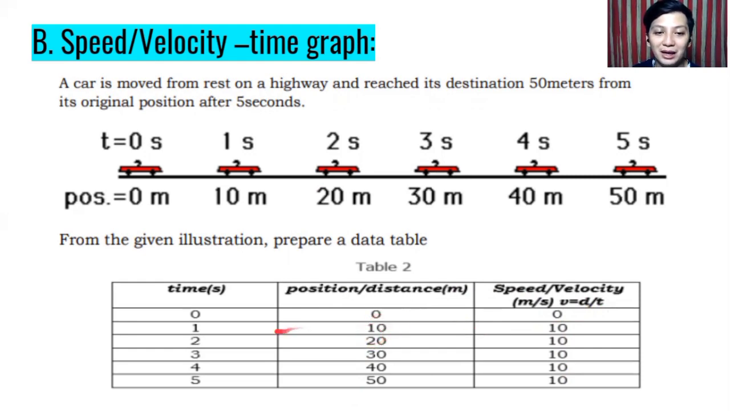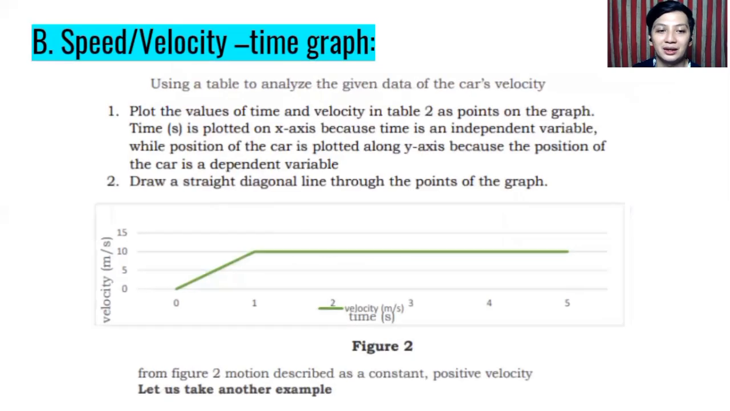Distance divided by time. So 10 divided by 1, 10, 20 divided by 2, 10, 30 divided by 3, 10, 40 divided by 4, 10, 50 divided by 5, 10. That's why we got this one. Okay, so this is an example of the speed velocity time graph. So first, put it in a table. Okay, and then after that, we are going to plot it in a line graph.